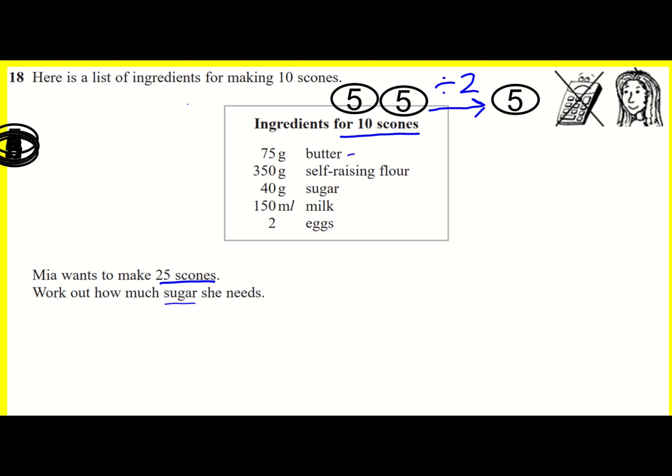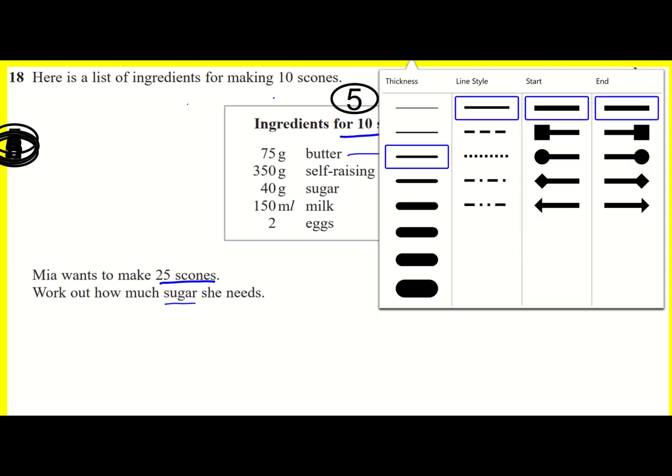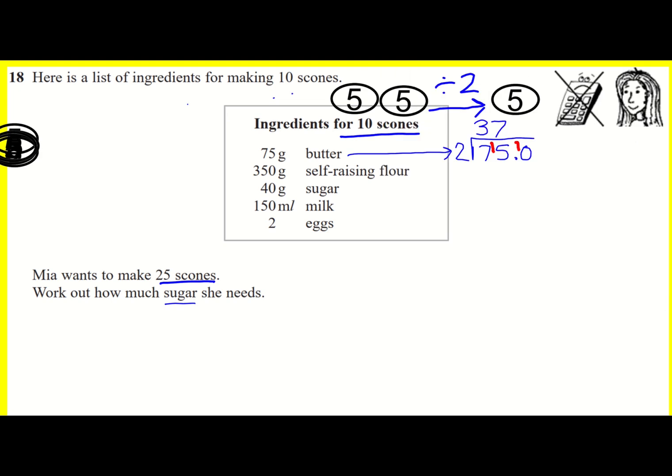So we're going to divide 75 by 2. I'm going to do a little bus stop, because of course it's a non-calculator paper. 75 divided by 2. I'm going to put a decimal point and some zeros in case it doesn't divide exactly. So 2's into 7 go 3. 2 3s are 6. Remainder 1. 2's into 15 go 7, because 2 7s are 14. Remainder 1. And 2's into 10 go 5. So it's 37.5.